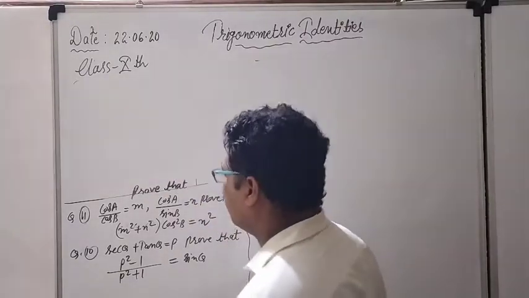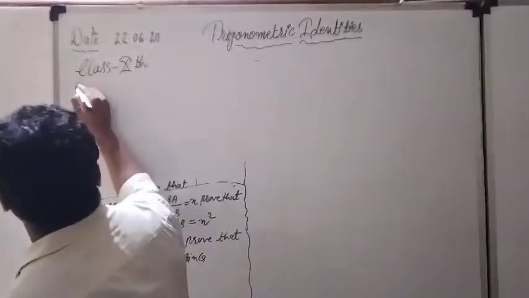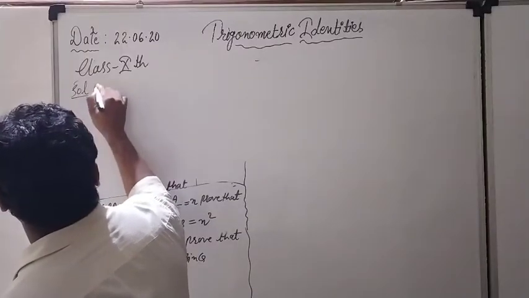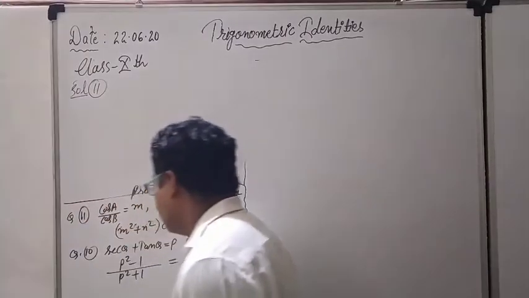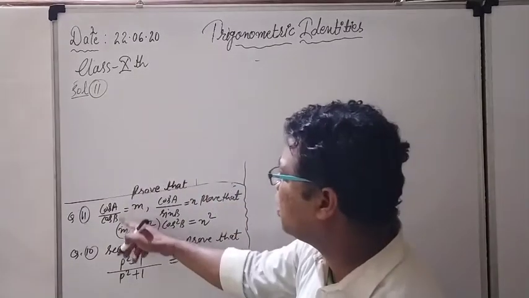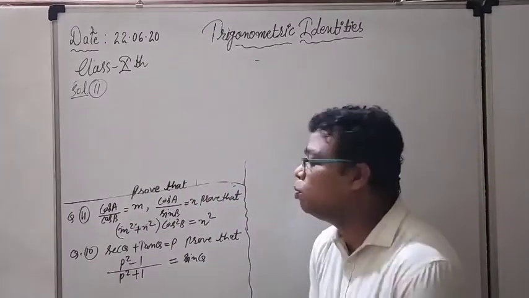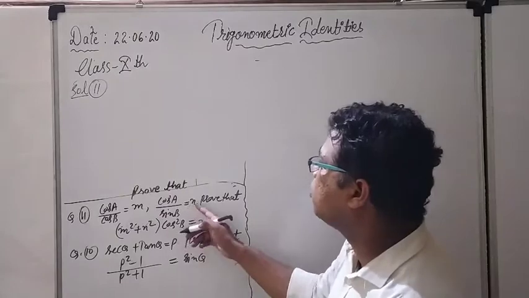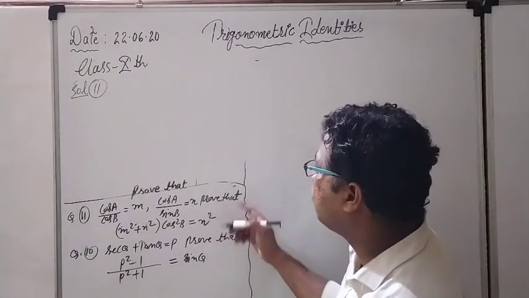What is question number 11? Solution number 11, see. What is question number 11? Cos A upon cos B is equal to m, given to me. Cos A upon sin B is equal to n, given to me. So what do we have to prove?